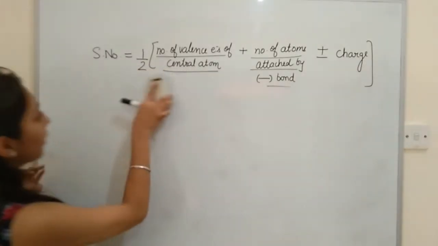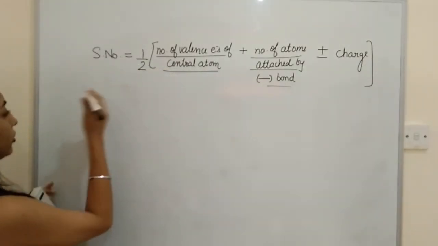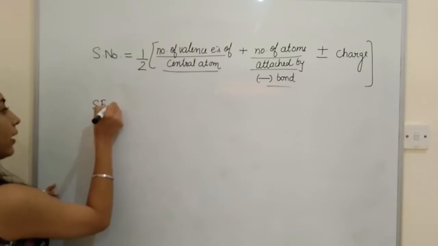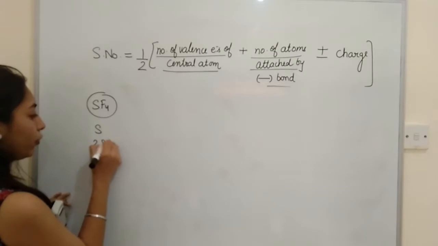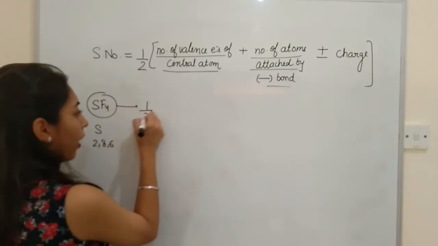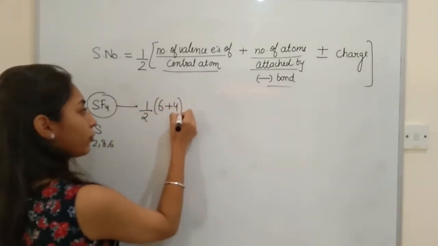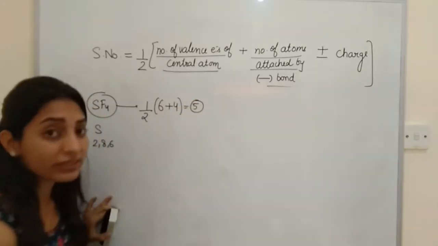Okay, now let me use this Bent's rule to do a few more questions. Let us talk about another molecule which is, let us say, SF4. Fine. So sulfur is the central atom, 2, 8, 6. So we have half of 6 plus 4, which is 10 by 2, which is 5.